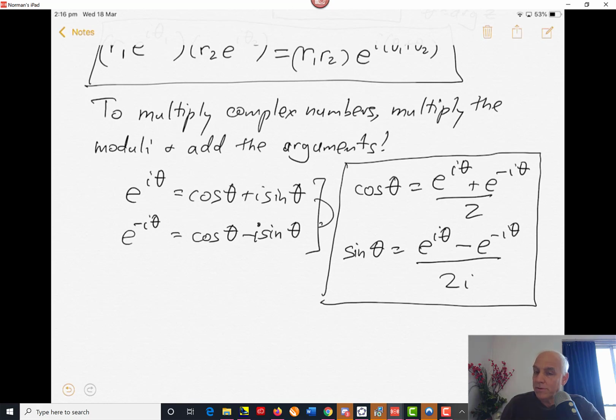We're going to have a good look at some examples of that kind of utility, exploiting these formulas to prove some nice trigonometric identities next time. So I'll see you then.